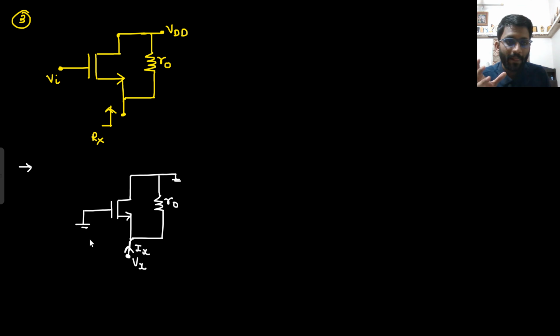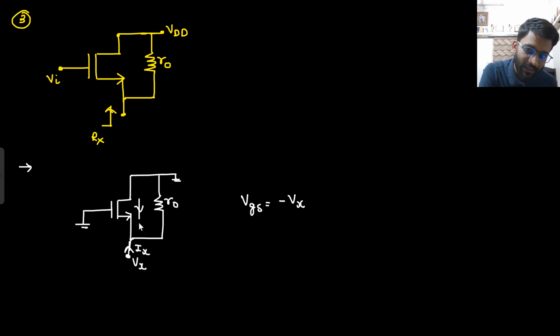Why so? Because you have applied this Vx. This potential is 0, this potential is Vx. So what is your VGS now? VGS, gate to source, is minus Vx. So what was the current? gm VGS in this direction. The current that was supposed to flow was gm VGS.